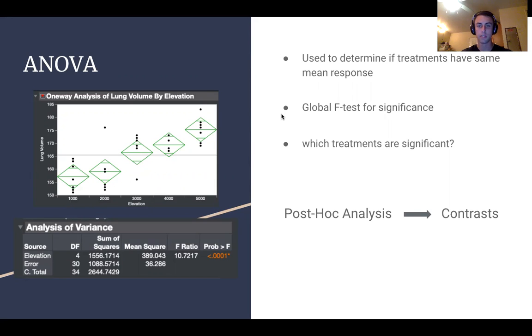So what do we do if the global F-test is significant in this case, and we'd like to perform some kind of post-hoc analysis? Well, one way is to use what we call a contrast in order to more effectively determine any distinguishing features within our data.